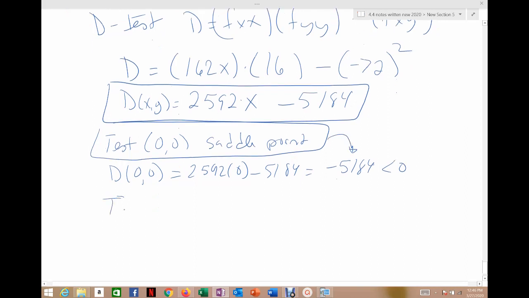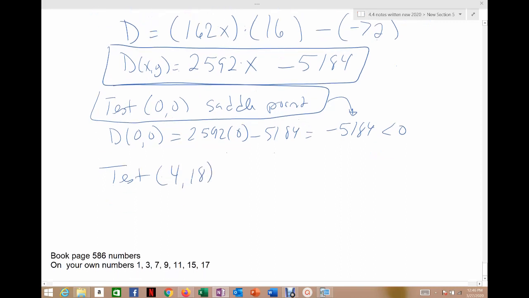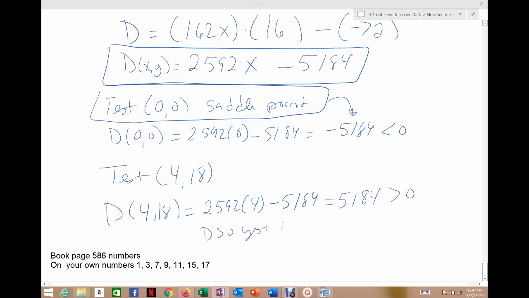Alright, now we're going to test the other point. Test 4, 18. So I'm going to plug my 4, 18 into my D formula. Really, I just need the 4, right, because I only have an x term, so it's going to be 2,592 times 4 minus 5,184, and that comes out positive 5,184. So that checks off my D is positive. So yes, it's an extrema, and then I check the concavity.